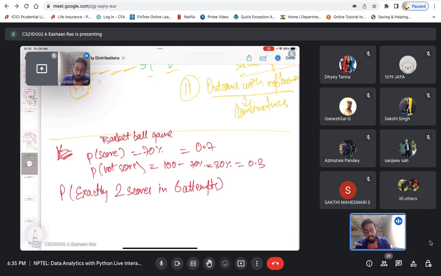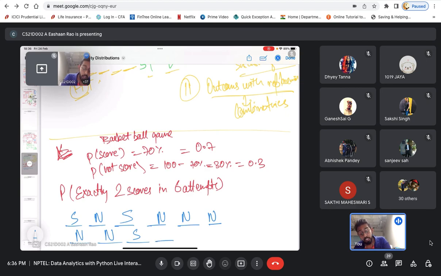If I have to understand this manually, I have 6 attempts, so I can score maybe at the first attempt. I may not score in the second. The third time I can score, and in the rest of the 3 attempts I may not score. Similarly, if I interchange them, for the first attempt I'm not able to score, second attempt I'm not able to score, third attempt I'm able to score, fourth attempt also I'm able to score, fifth attempt not able to score, sixth attempt not able to score. So I have to find all the instances where I'm able to score.